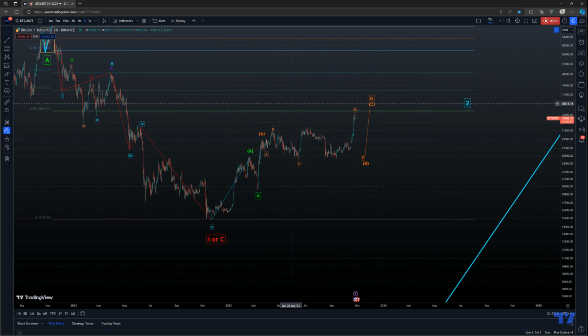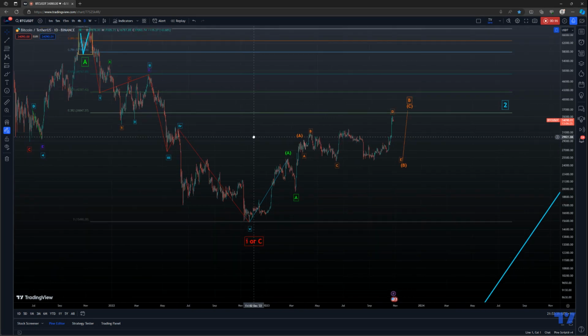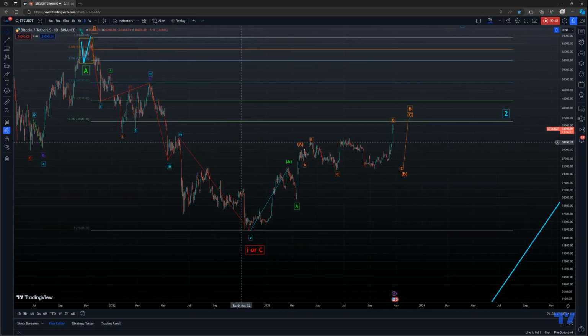Okay, so following on from my last video, which I put out yesterday, I just want to go into a little bit more detail now on this pattern. I did talk about the bigger picture yesterday, but today I just want to talk about this C wave.